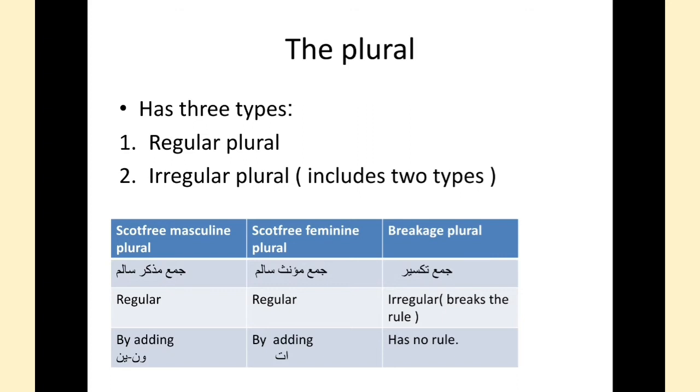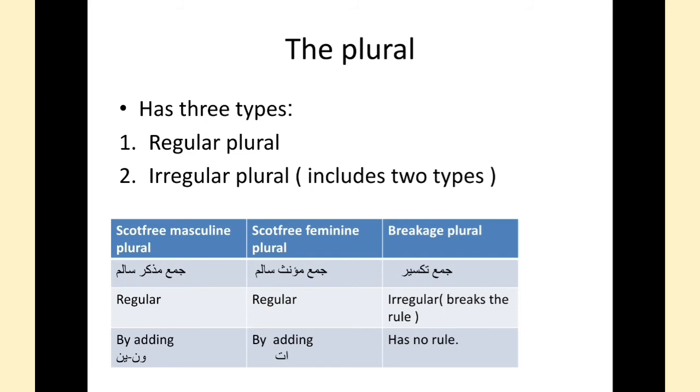The sound masculine plural means in Arabic جمع مذكر سالم, and it's called sound because we add the suffixes at the end of the noun, or at the end of the word, of course, so as to make it the plural for the masculine, for men only. The sound feminine plural means in Arabic جمع مؤنث سالم, and it's also regular because we add only alif wa ta at the end of the word, so as to make the plural to express women or girls only, the plural for women or girls.